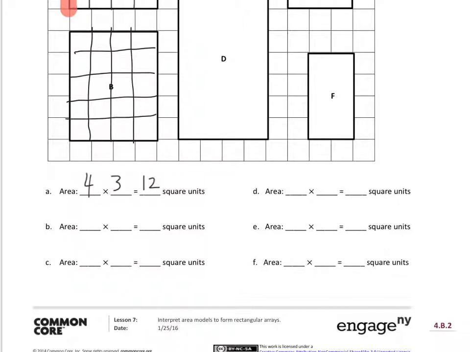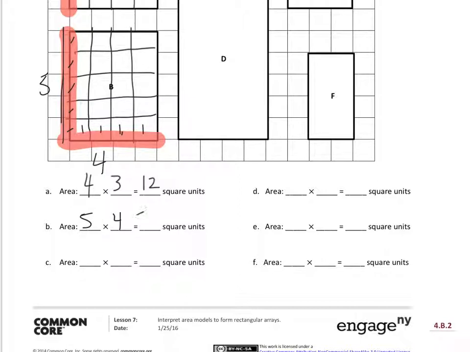Okay, now the next step is to find the side lengths. Side length here and the side length here. So what we're going to do to find that side length is we're going to count down 1, 2, 3, 4, 5. So we have 5 square units as this side's side length. And we're going to count across 1, 2, 3, 4. 4 is this side's side length. So we have 5 times 4 equals 20 square units.